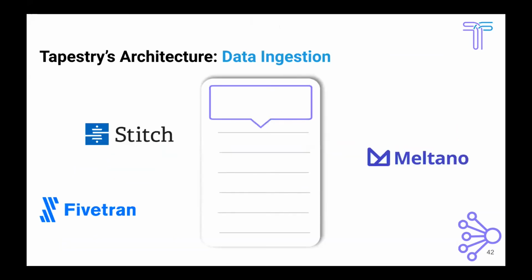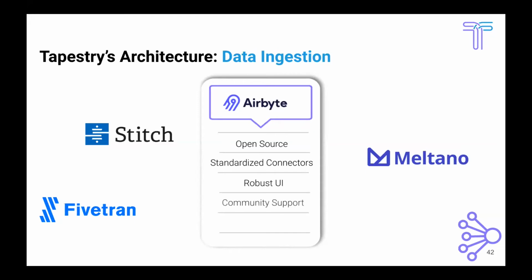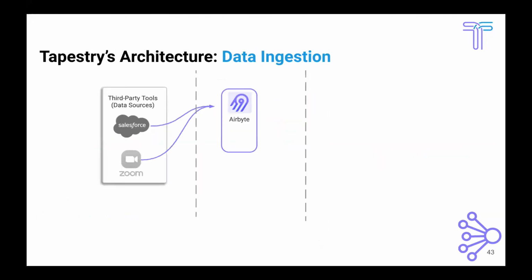While many data ingestion tools are available, like Fivetran, Stitch, and Meltano, we ultimately went with Airbyte. We liked that it was open source, had standardized API connectors, a robust UI, and strong community support. Using Airbyte, we're able to extract raw data from many third-party tools through its library of managed API wrappers, covering the E and L of ELT.